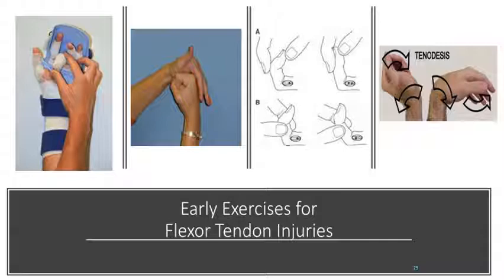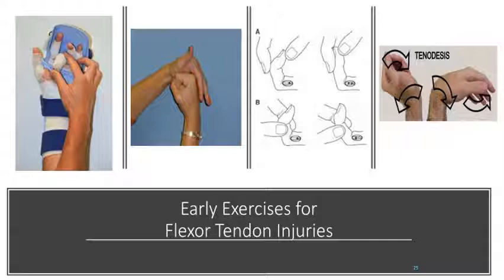In A, you can see that they place the PIPJ in flexion and only then extends the DIPJs. And in B, you can see that the DIPJ is flexed, and only then, when that has been done, the PIPJ is extended. This is done to give a few millimeters of tendon excursion and to attempt to prevent adhesions.